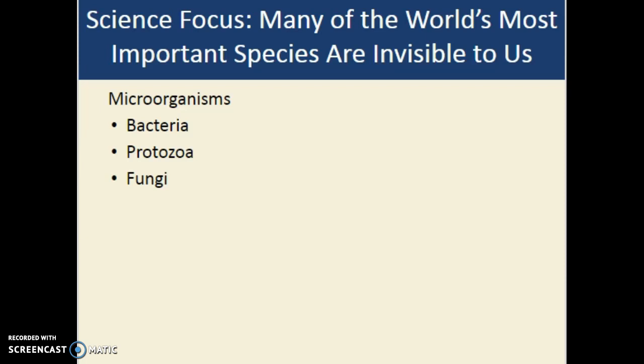So one of our case studies in this chapter is about many of the world's most important species being invisible to us. So bacteria, protists, and fungi all go through photosynthesis. They all produce oxygen that we consume. They do a lot of things for us. They perform a lot of ecosystem services and have a lot of natural capital, but we can't see them.